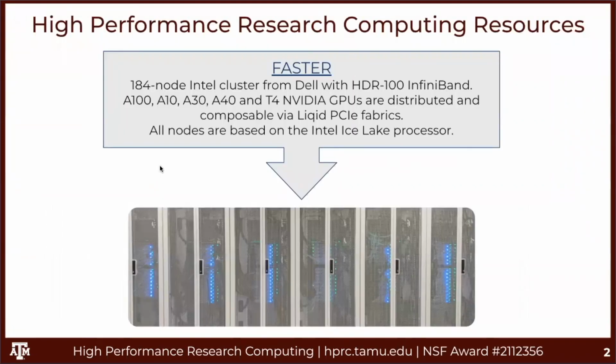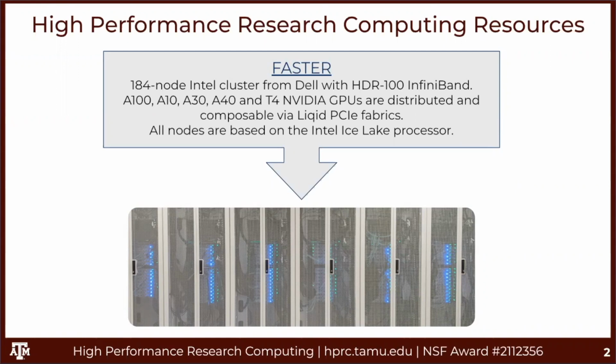So first, I want to talk about our resource, FASTER. FASTER is a 184 node Intel cluster. This is the cluster that we're going to be using today for our course. FASTER is a 184 node Intel cluster from Dell with the HDR100 InfiniBand. InfiniBand is basically a communication standard used in computer networking, and it is used as a data interconnect across different computers on a server.